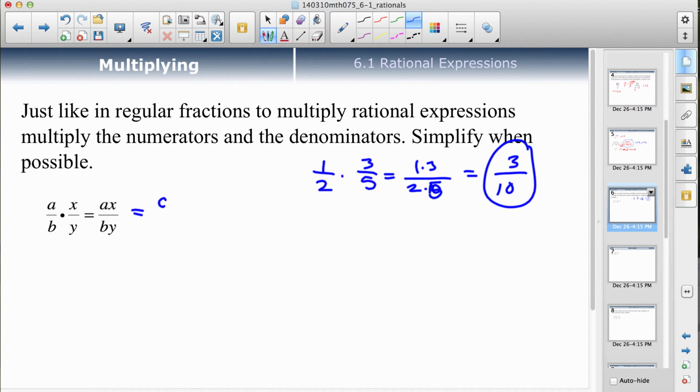I could call it a over y times x over b. Since it's multiplying, I can move those factors around. Well, the a and the x on the top I can move, the b and the y on the bottom I can move. I can't move the b from here up to the top, but the two numerators I could swap. And that's called the commutative law.